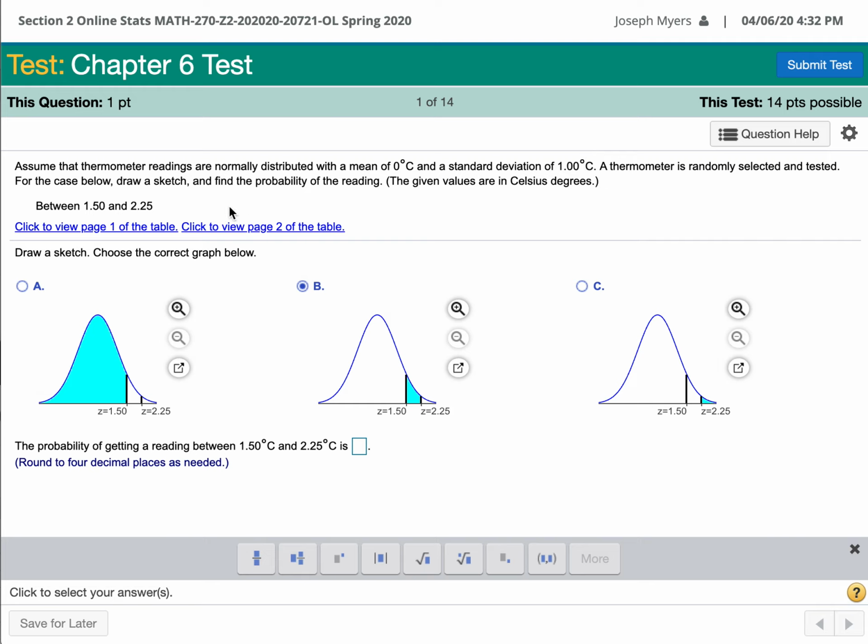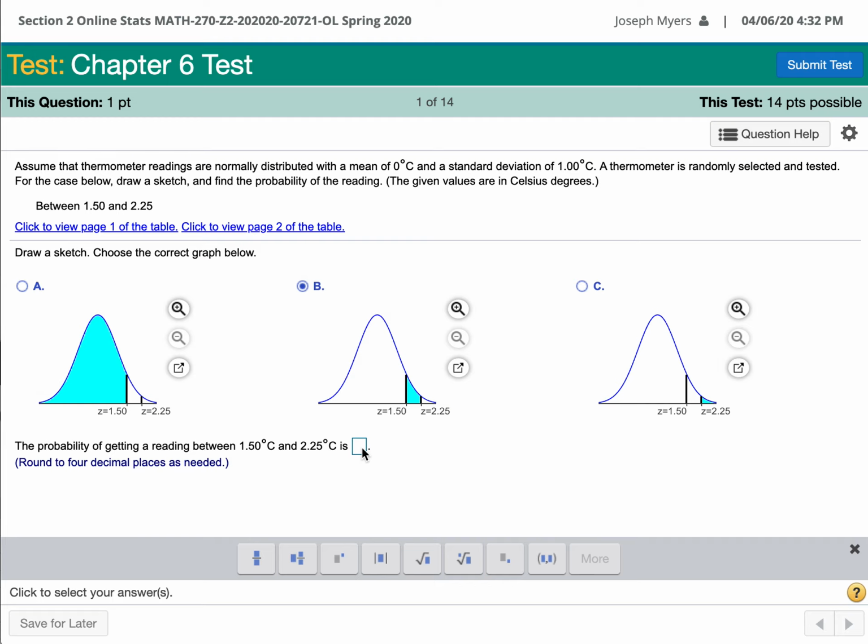And now we need to find the probability. The mean is 0, so 0 is represented by the very middle of the graph. And so 1.5 and 2.25 would both be towards the right. So I picked the answer that had 1.5 and 2.25 towards the right side of the graph. And then I want to indicate the probability of a temperature between those two values, which would be that blue area.